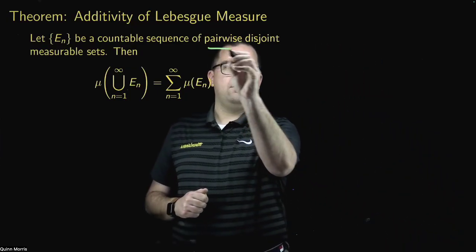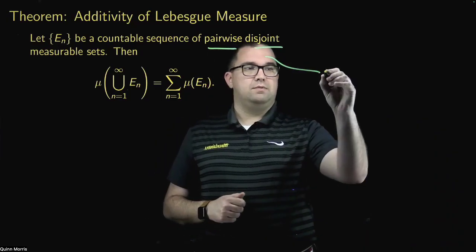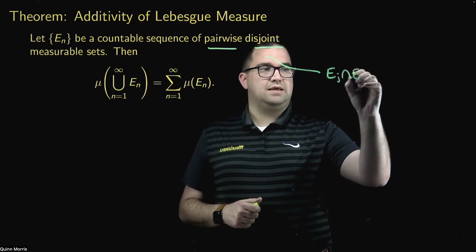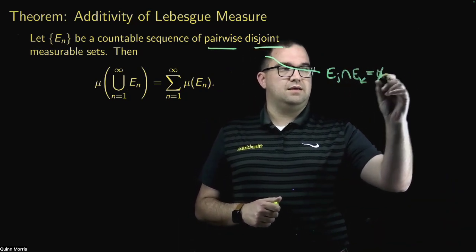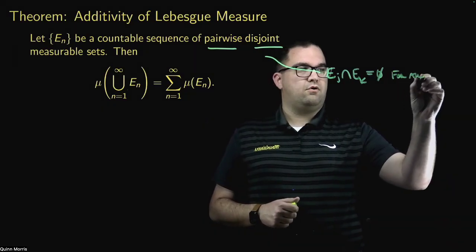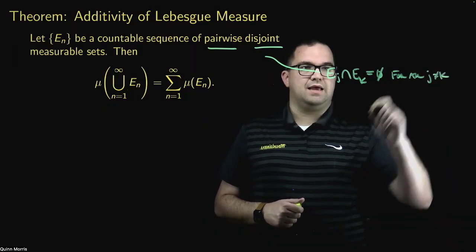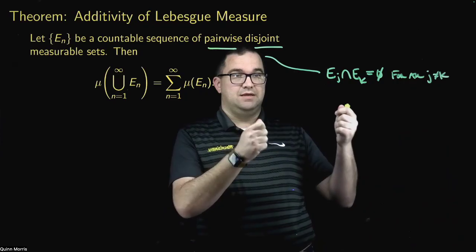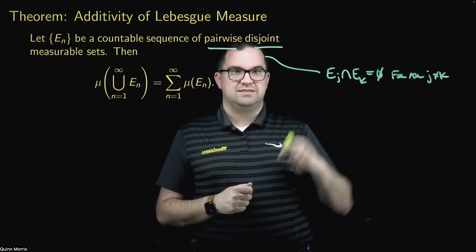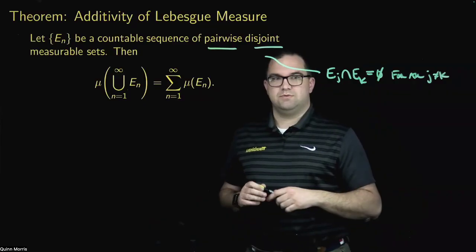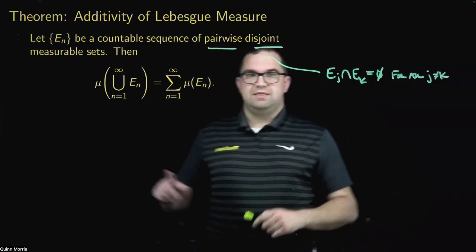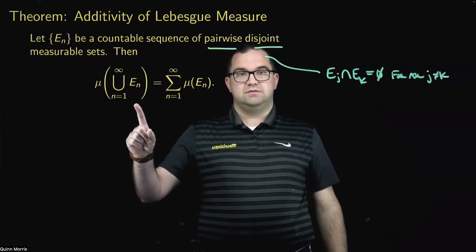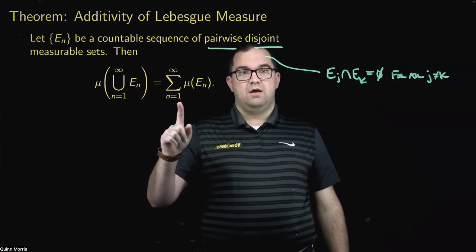Okay, recall that when we say pairwise disjoint, what we mean here is that E_j intersect E_k is the empty set for all j and k not equal to each other. So if you take any two of the sets, then their intersection is empty, as long as you're not writing the same set here. So let E_n be a countable sequence of pairwise disjoint measurable sets. Then we get that the Lebesgue measure of the union of the E_n is equal to the sum of the measures of each E_n.